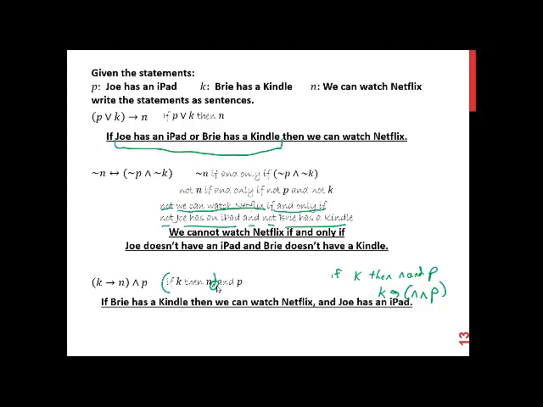So if Bree has a Kindle, then we can watch Netflix, comma, again that makes a big difference, and Joe has an iPad.